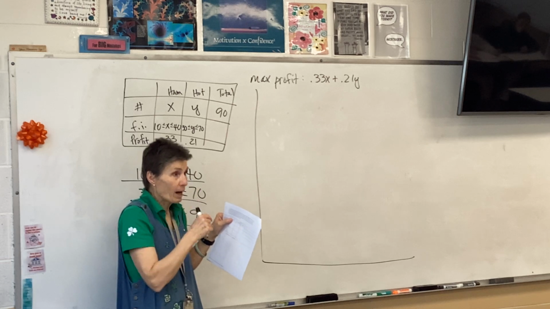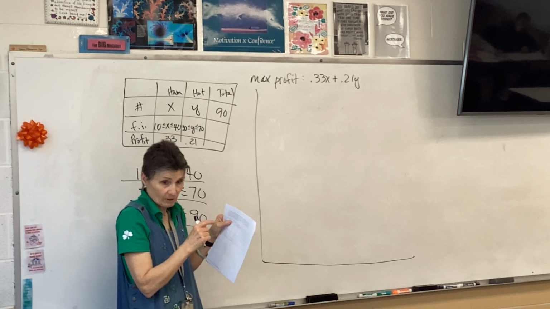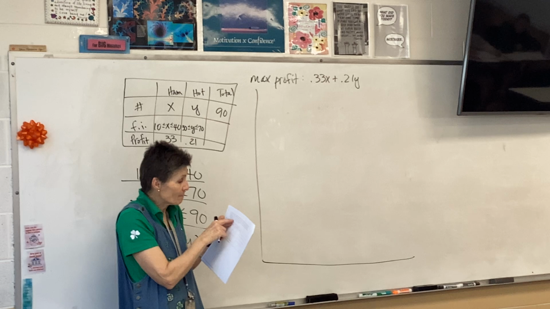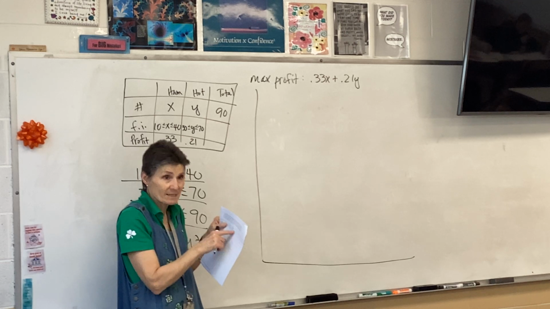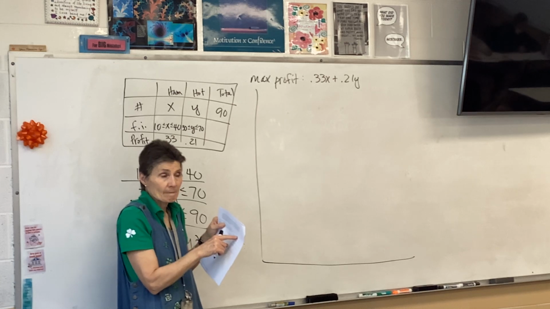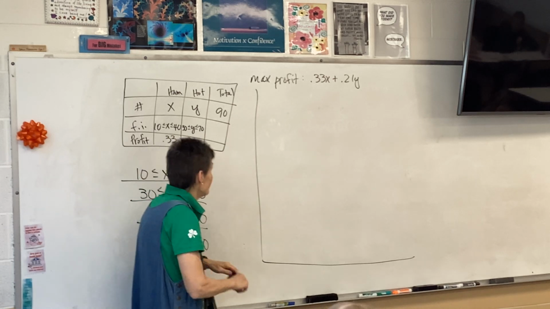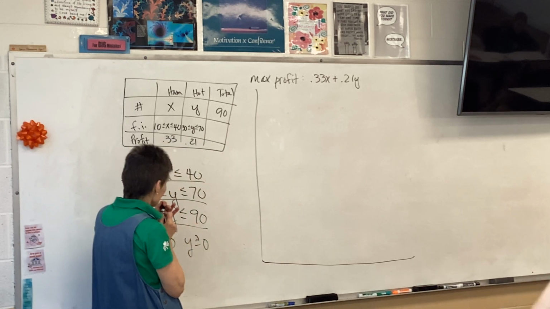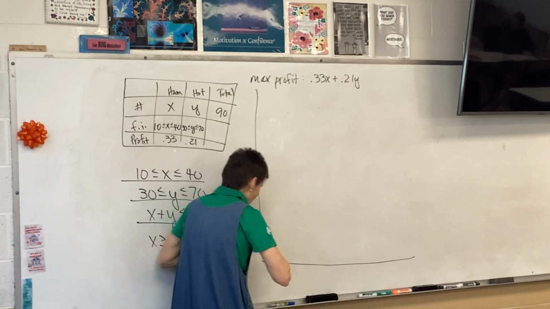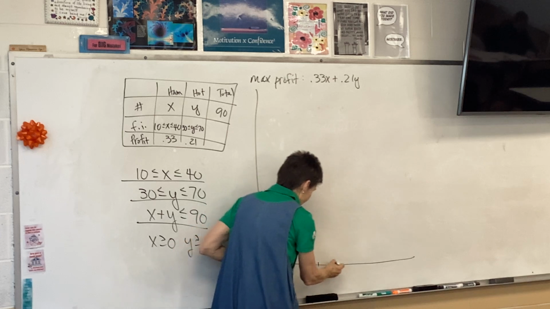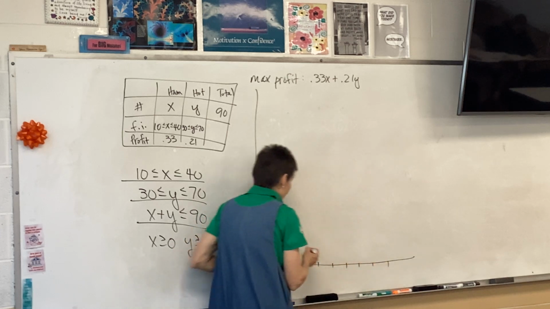Read the problem carefully. Doesn't it say make a maximum profit? Right there in the problem, it says that. Okay, now we're gonna sketch them. Looking at these numbers, I think a scale of 10 is probably best. Would you agree with that?